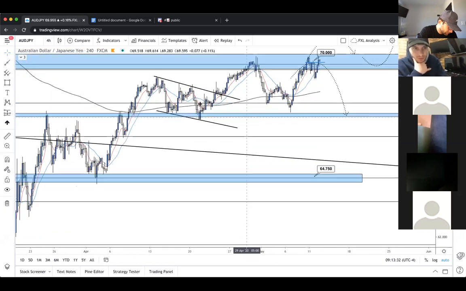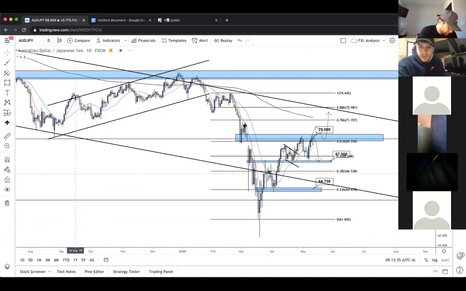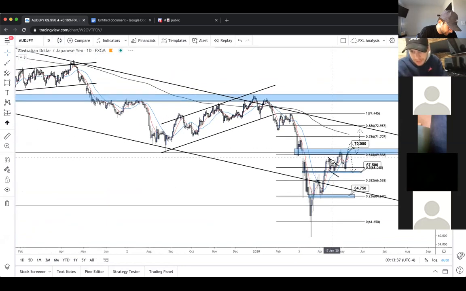All right, so let's go to the higher time frame. We're going to jump on the daily. It's very bearish. I'm going to delete some of these lines and clear it up for you guys.